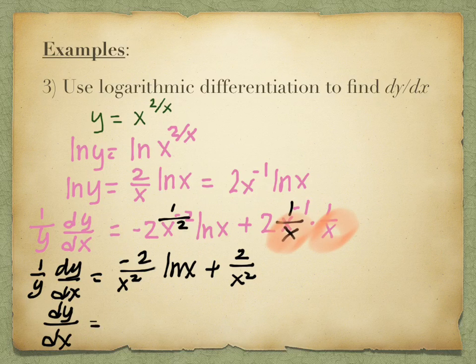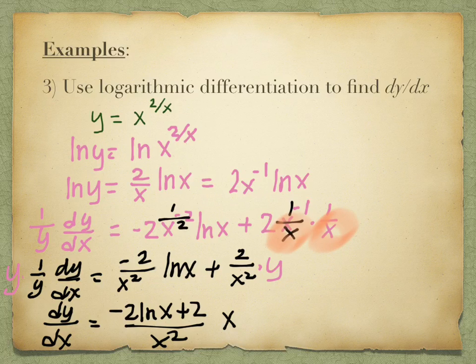I can combine these two fractions on the right-hand side. So this is negative 2 ln x plus 2, over x squared. And then I'm going to multiply by y. In multiplying by y here, the y is actually equal to x to the 2 over x. That doesn't simplify with the x in the denominator.